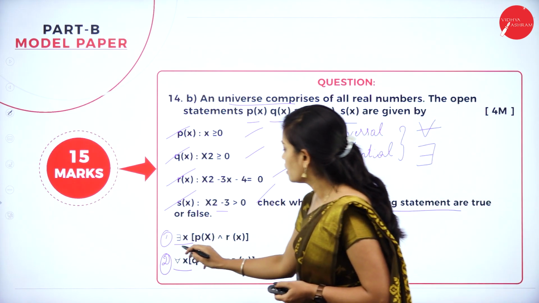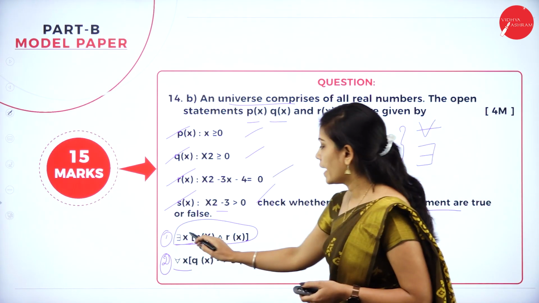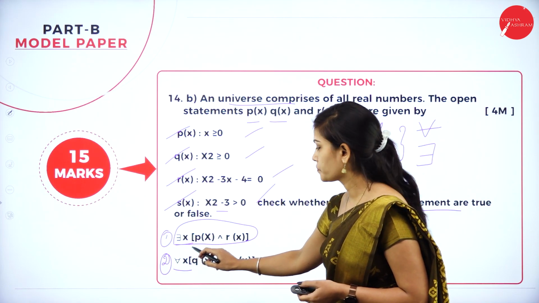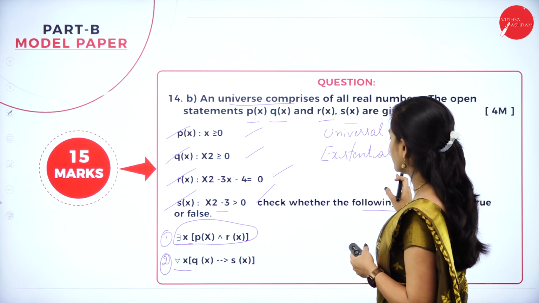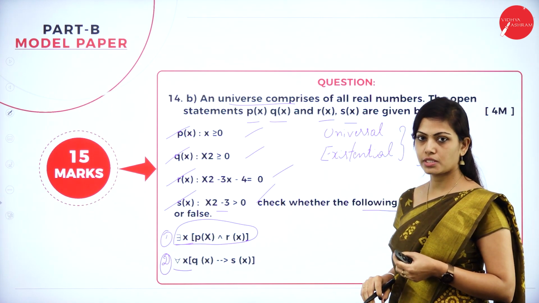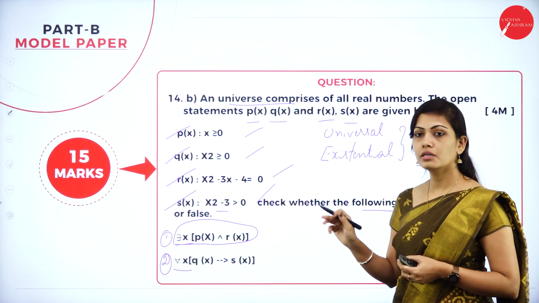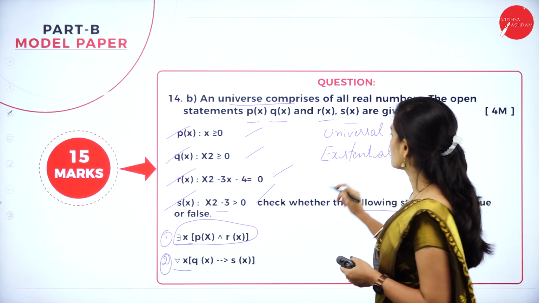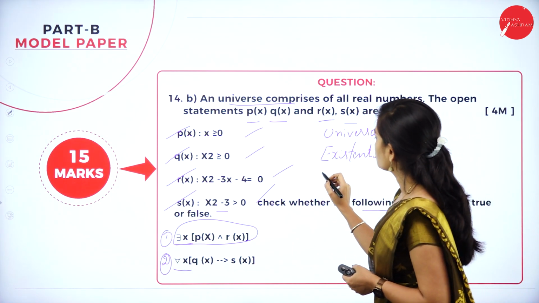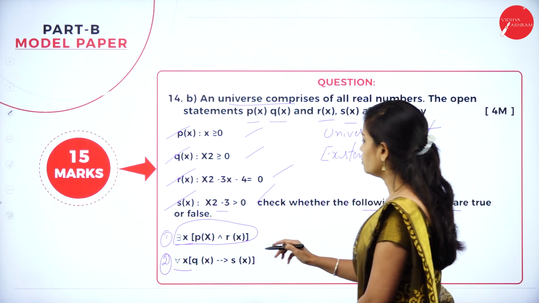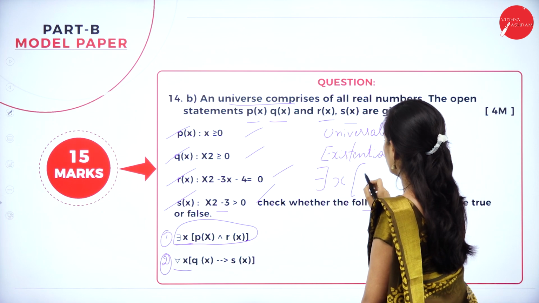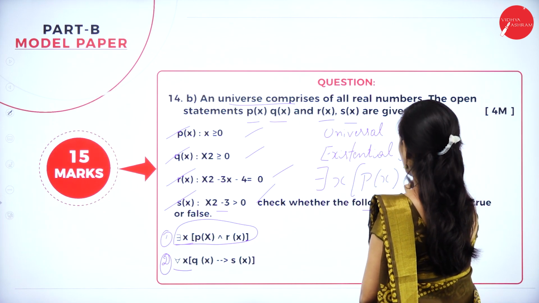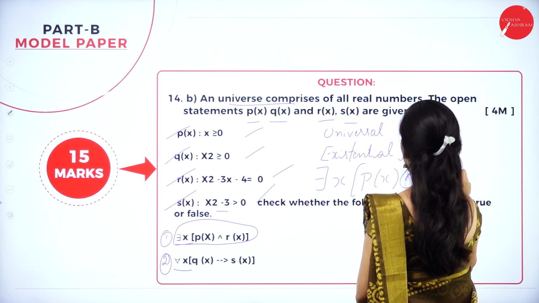So now they have given the statement: there exists x such that P of x and R of x. We have to find whether the condition is true or false. So just write the statement for these logical connectives. I'll take the existential quantifier for x, P of x and R of x.